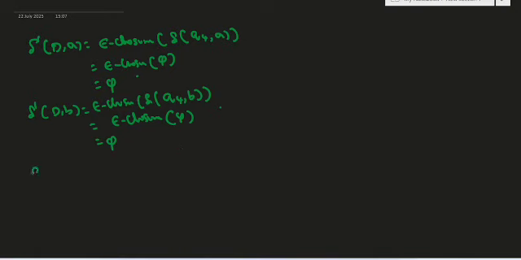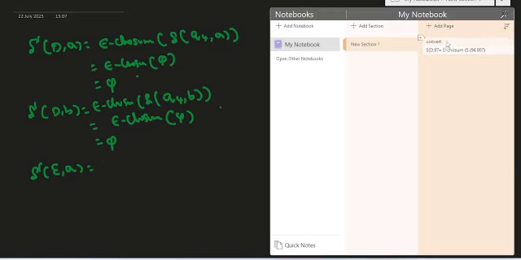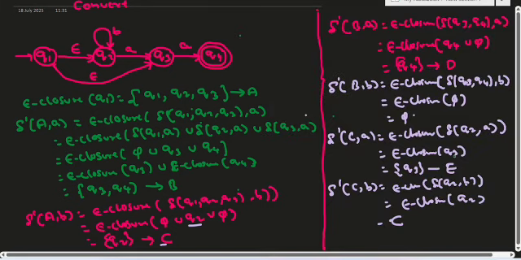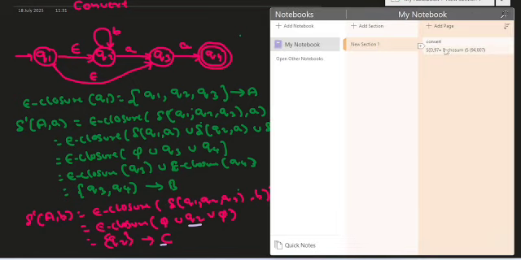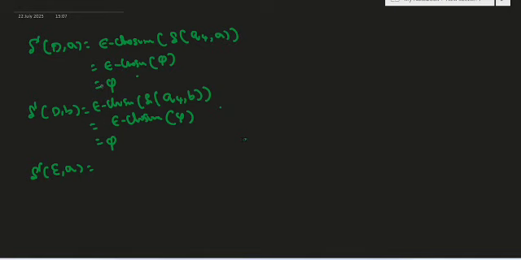Okay. So delta dash of E comma A. Now what is E here? You just have to check what E has. Now E has only one state, Q3. So we will try to do that. E has only one state, Q3. So now delta dash of E is equivalent to epsilon closure of delta of Q3 comma A.